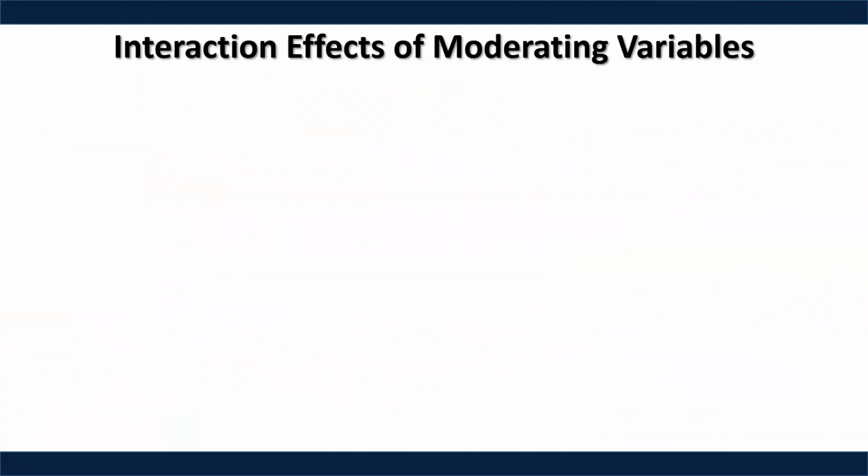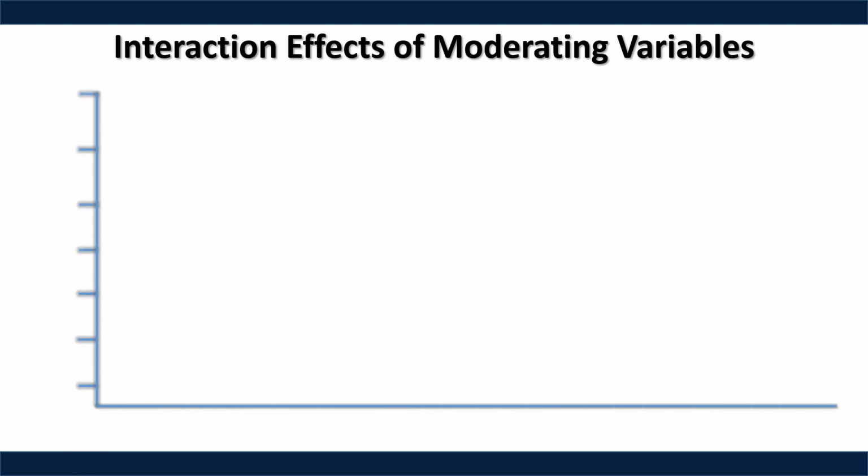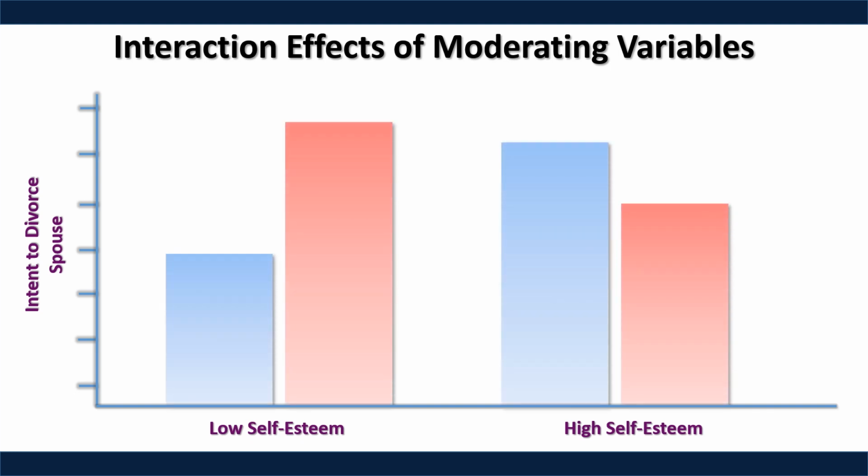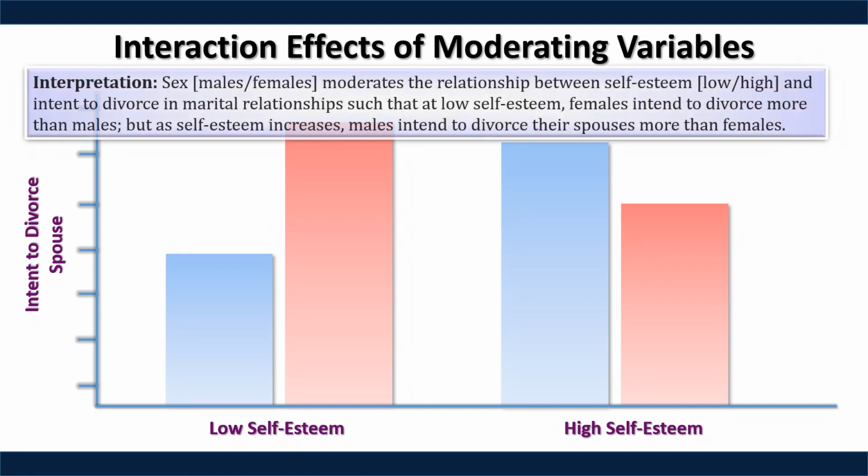The bar graph in front of you depicts what I mean by interaction effects or moderation. Here, the independent variables were self-esteem, measured as low and high, and biological sex, males in blue and females in red. The dependent variable is one's intent to divorce his or her current spouse. Pause the video here and see if you can make sense of what this bar graph is saying.